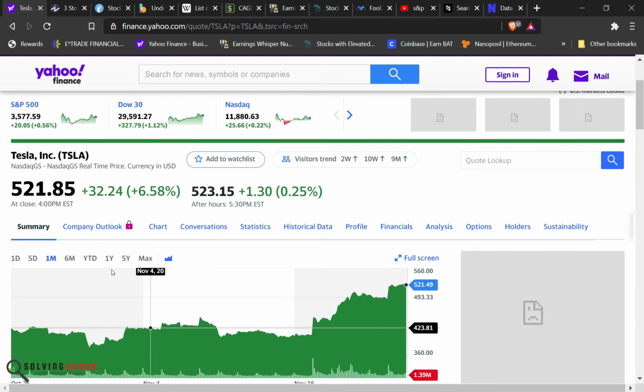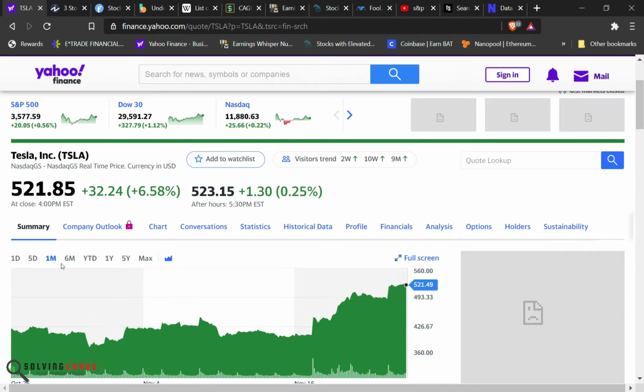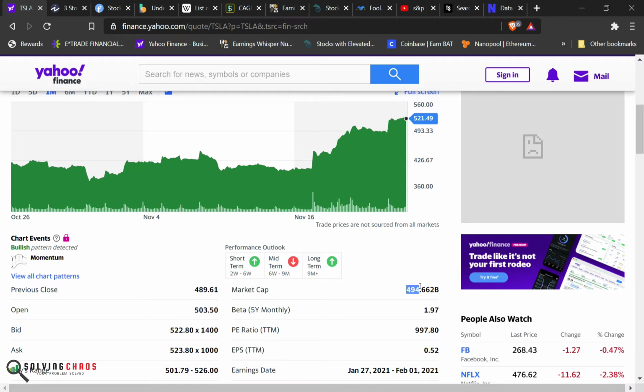1 month chart, you see this? Let's look at the 6 month chart. Some of the pop was because of the split, and this was most likely because of the inclusion to the S&P 500 that's going to happen next month. So you can see the news did cause Tesla shares to pop. Tesla will be one of the largest companies to be added to the S&P 500. It is valued at $500 billion, which is like the 13th largest company.